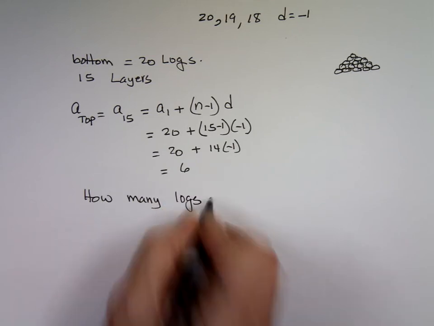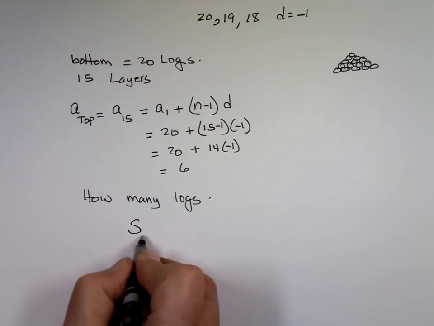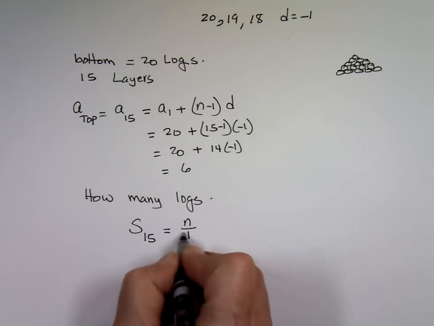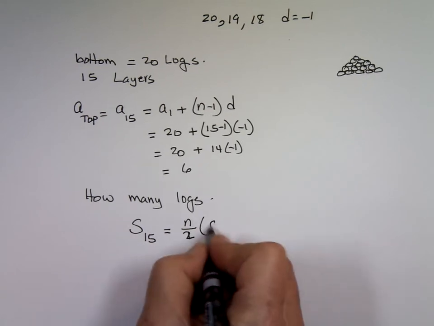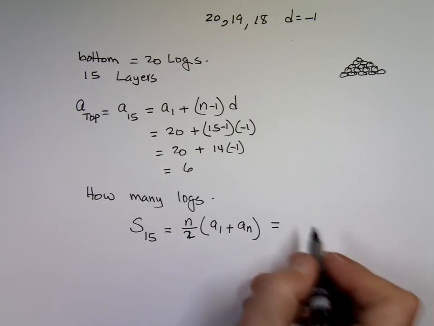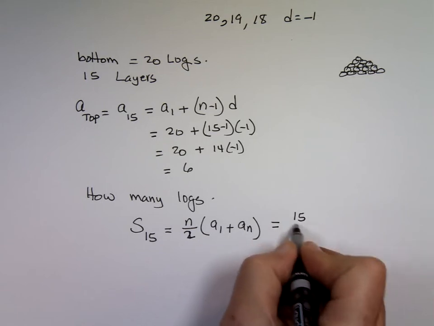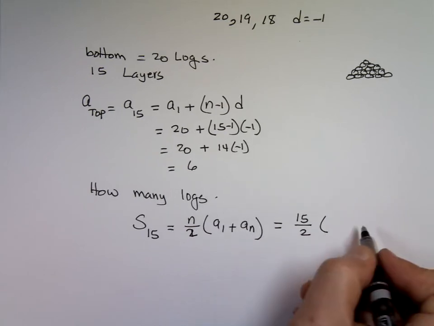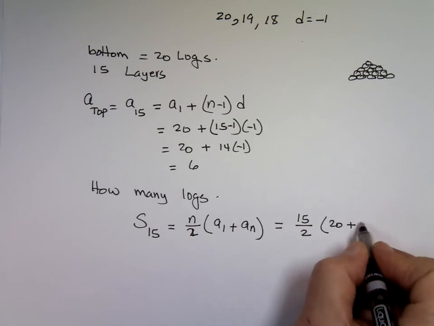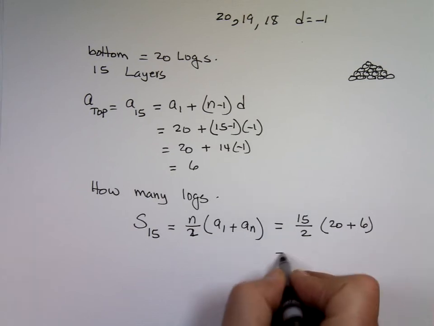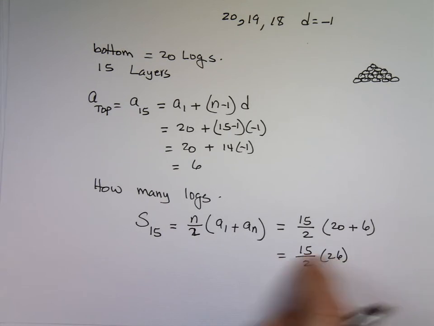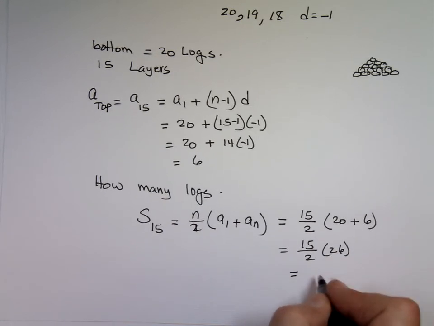That's the sum. The sum of the 15 layers is going to be what? N over 2 times A1 plus AN. N is 15, so 15 over 2 times A1, the bottom, which is 20, plus AN, the top, which is 6. That's 26. That's 13 times 15, which is what? 195 logs.